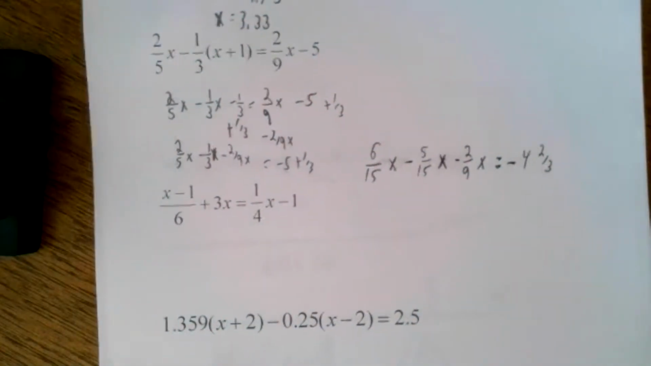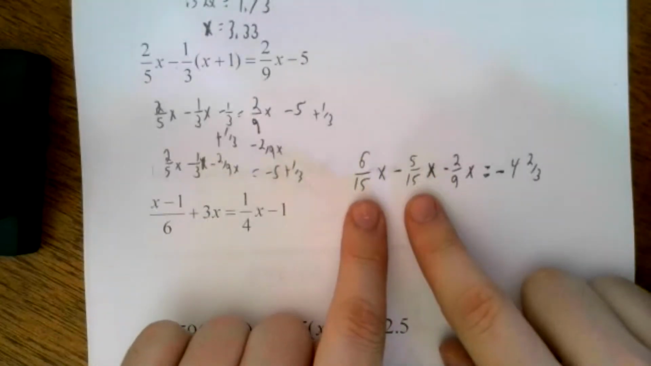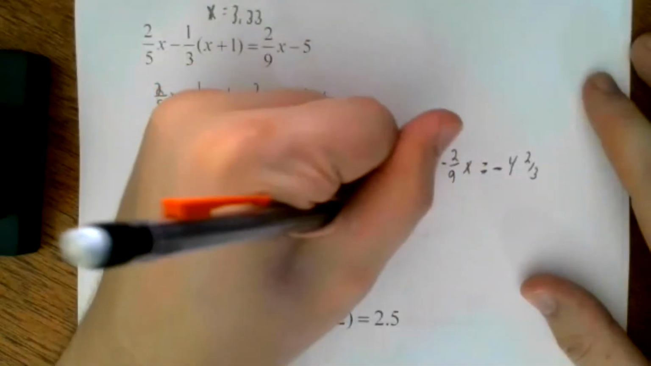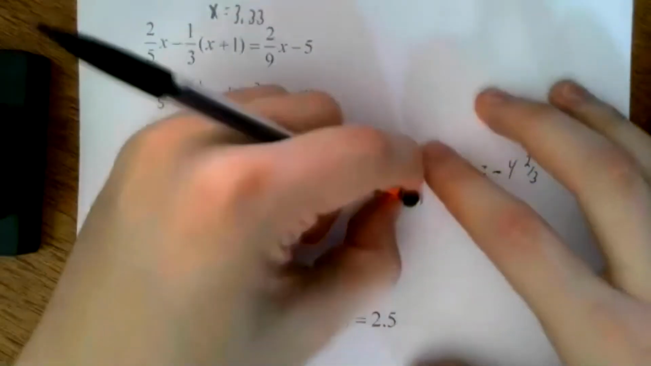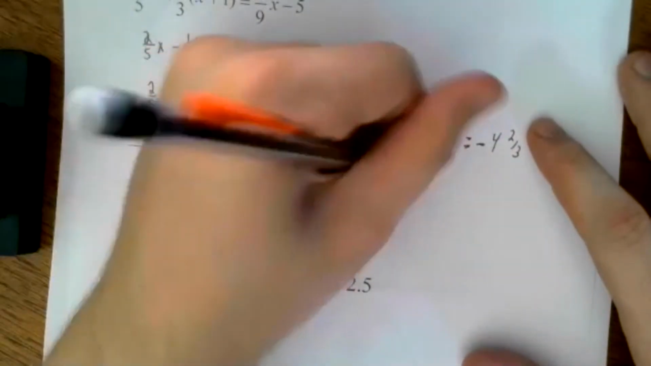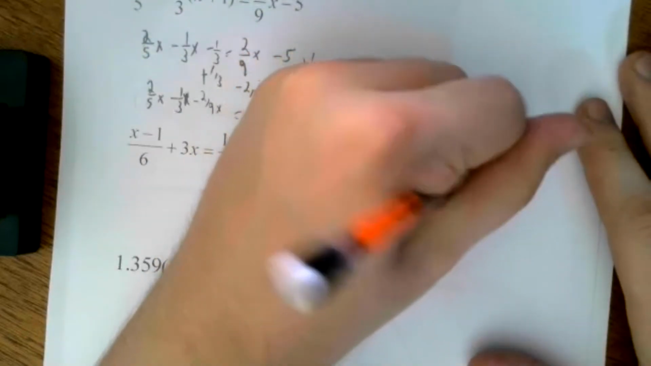Yep. Okay. So I can combine my like terms now, right, with the x's. So we get a positive 1/15th x, sorry, 1/15th rather. So 1/15th x minus 2/9x equals -4 2/3.